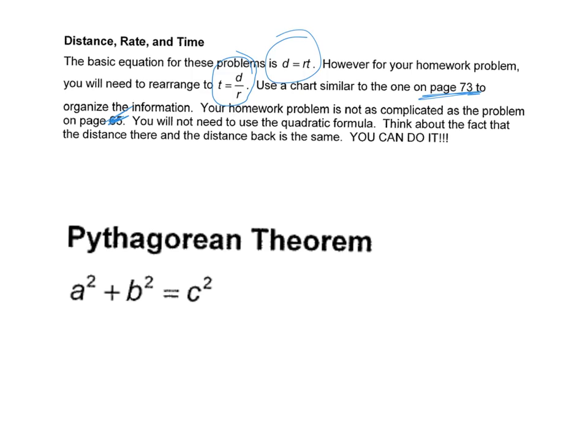And then you'll also need the Pythagorean theorem for one of your homework problems. A squared plus B squared equals C squared with a right triangle. Remember that C has to be the hypotenuse, and then the A and the B, it doesn't matter.